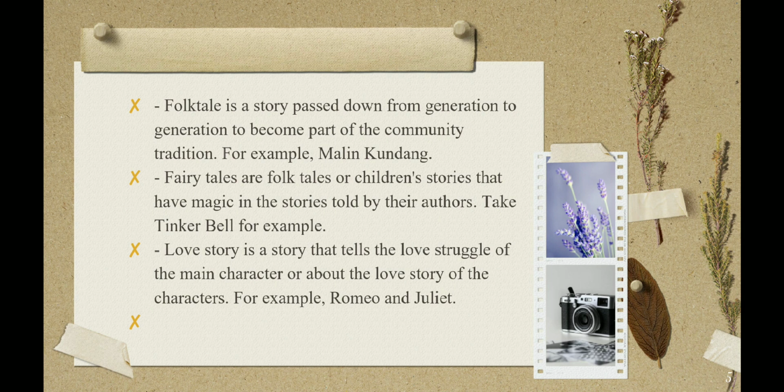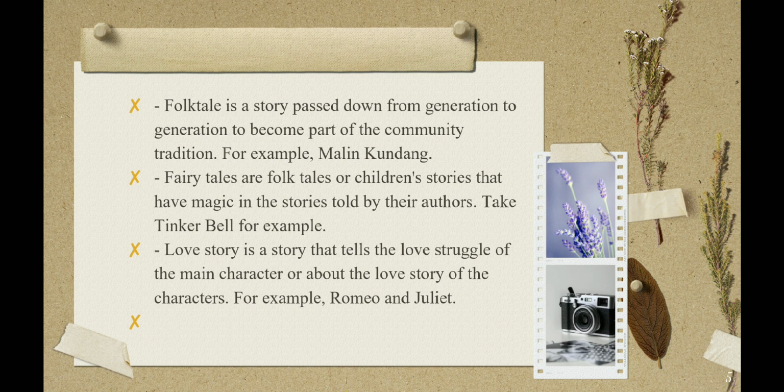Next, folktale is a story passed down from generation to generation to become part of the community tradition. For example, Malin Kundang. Next, fairy tales. Fairy tales are folk tales or children's stories that have magic in the story told by their authors.